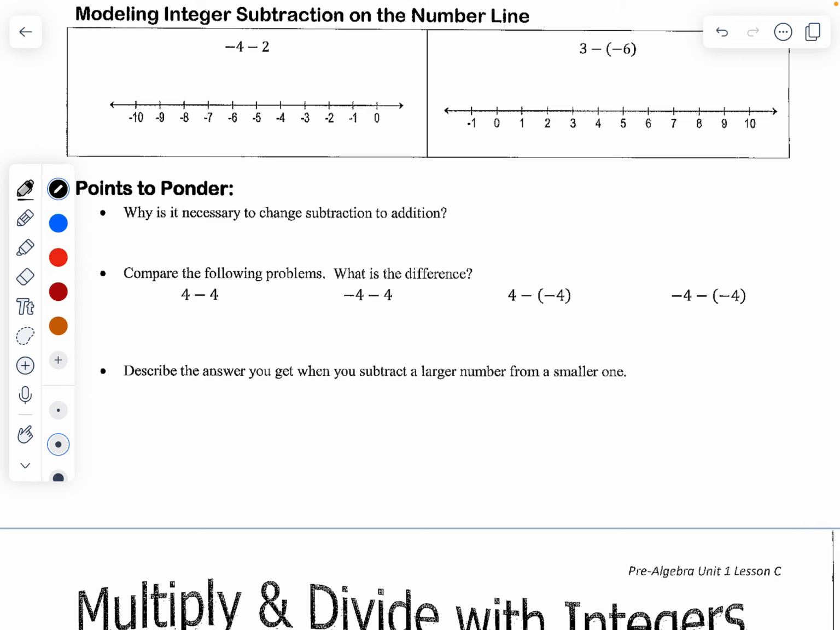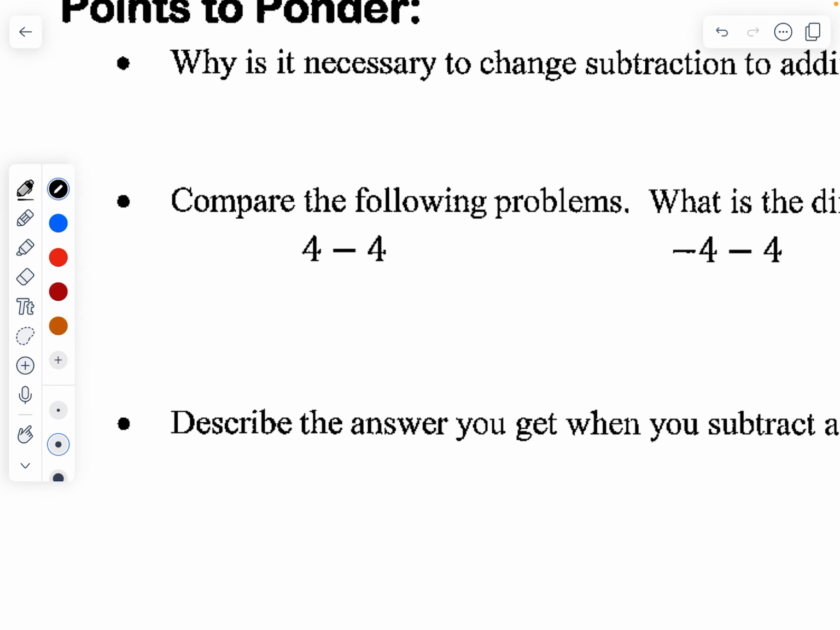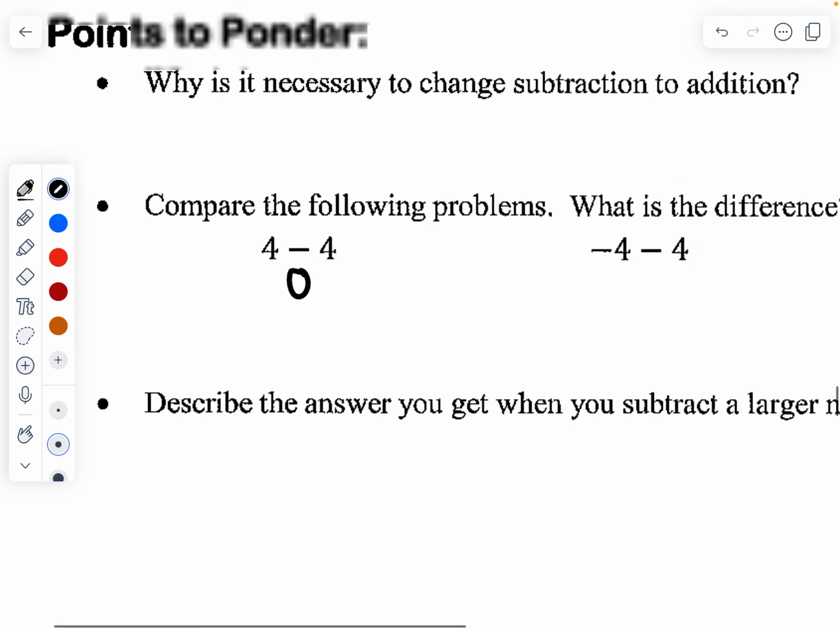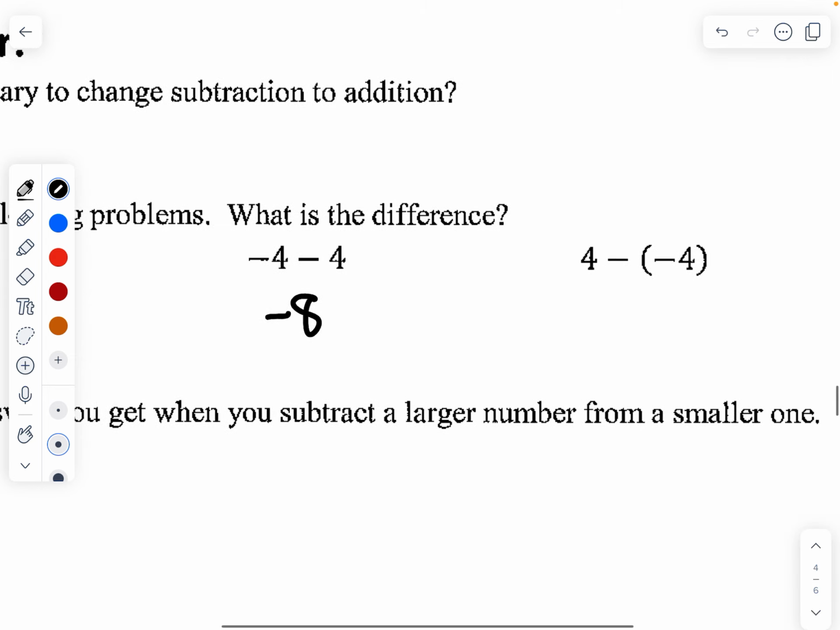Compare the following problems. What is the difference? Well, this one has a straight up minus, it's a 0. The difference between these two is, well, the first 4 doesn't have a negative on the first one, it has a negative on the second one. So now these are same signs, negative 8.